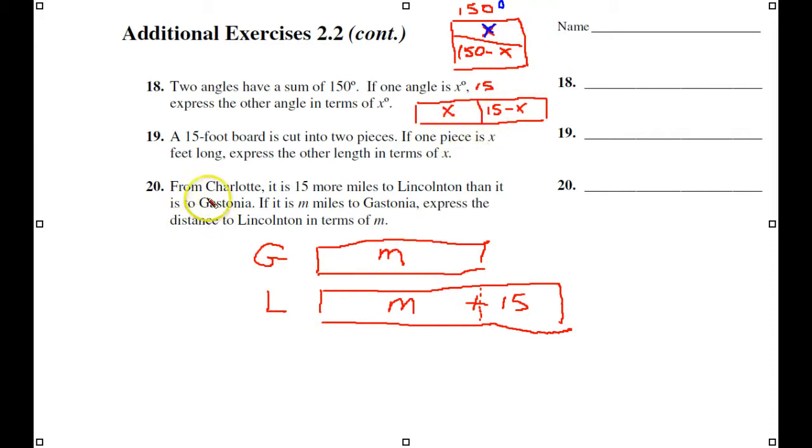Now, here we have a town that we don't know the distance, but that distance is m. Well, the other town is 15 miles more than that. So this would be m plus 15. So Gastonia, its distance is m. Lincolnton is m plus 15. And that's how you would show these.